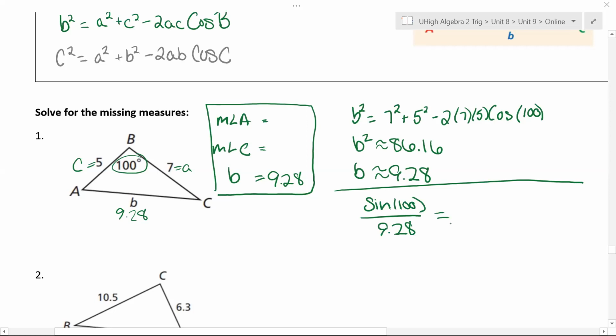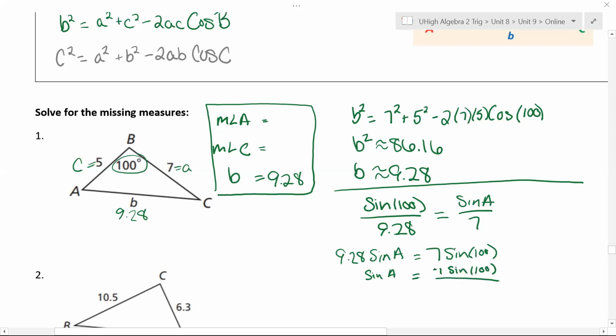So I'm just going to go in alphabetical order and solve for the sine of A first. So the sine of A over 7. Do my cross products. So the sine of A times 9.28 equals 7 times the sine of 100. The sine of A equals 7 times the sine of 100 over 9.28.